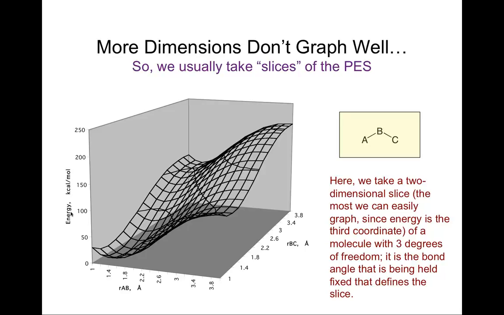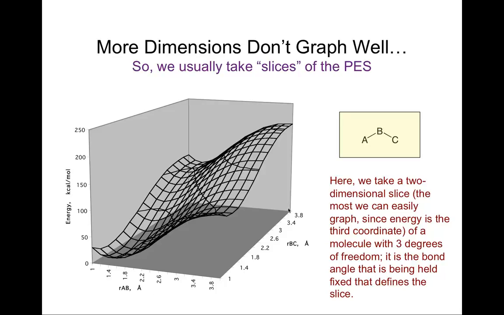So what I'm going to do here is take a reduced dimensionality. And when you reduce the dimensionality, a way to think about that is that you are slicing through the potential energy surface. Right? You are reducing arbitrarily the total number of degrees of freedom. And so here I have that. I've taken a two-dimensional slice. The dimensions I'm going to keep track of are the bond distance between B and C, and the bond distance between A and B.